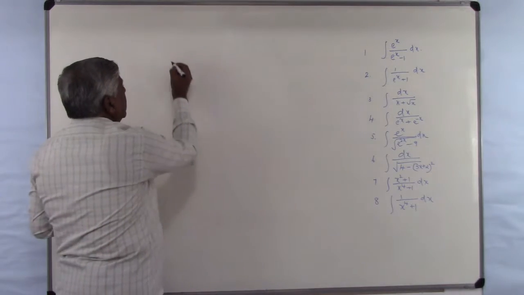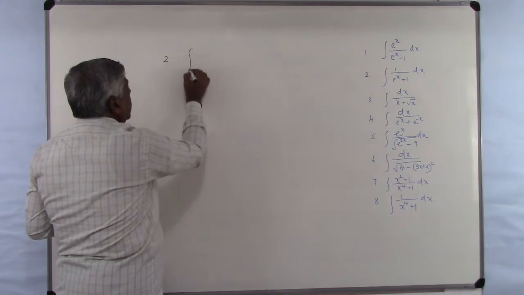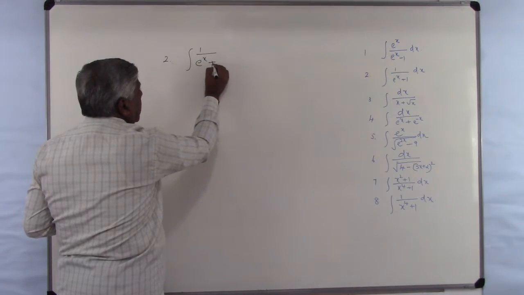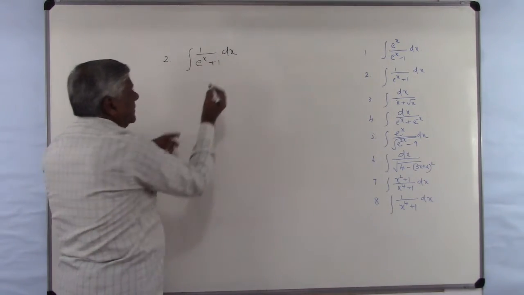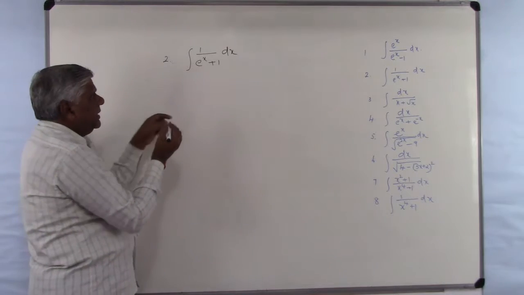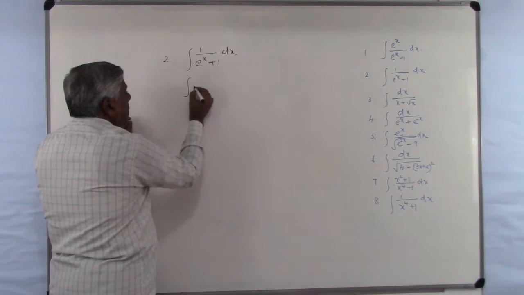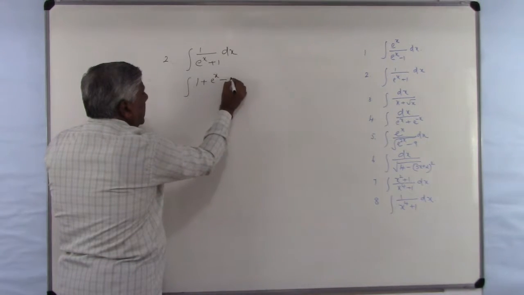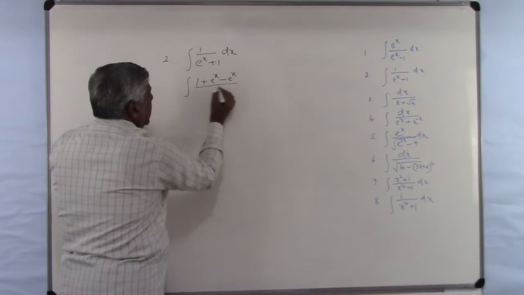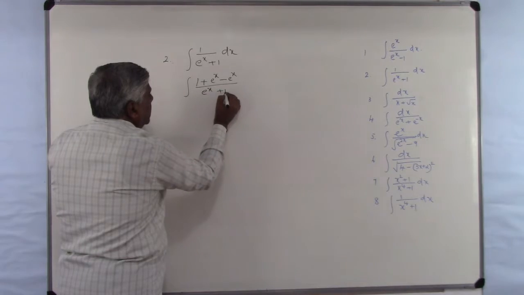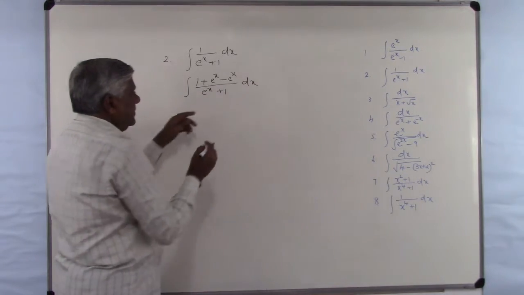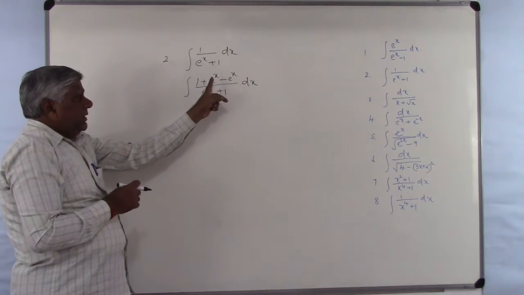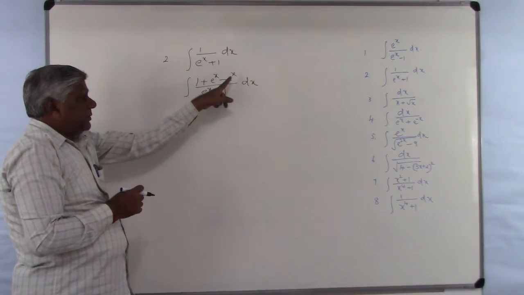Now we shall see the second problem. Integral 1 over e to the power of x plus 1 into dx. This is the second problem here. See here, what I am going to do, I will add e to the power of x minus e to the power of x divided by e to the power of x plus 1 into dx. You can see here, I have not changed any value here. Plus e to the power of x minus e to the power of x.